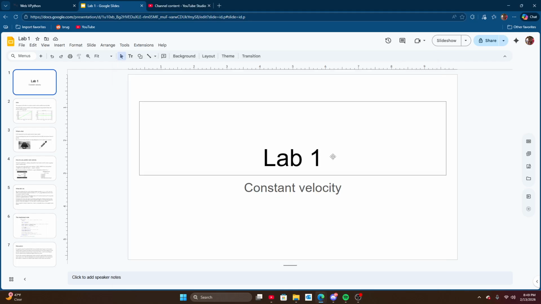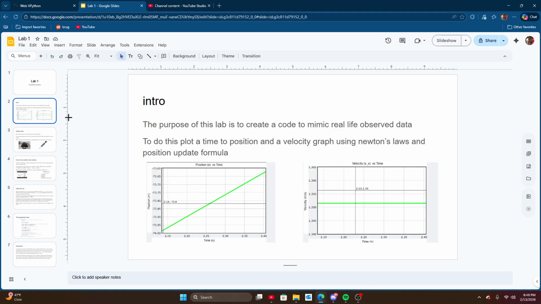Alright, lab 1, constant velocity. The purpose of this lab is to create a code to mimic real life observed data. To do this, plot a time to position and velocity graph using Newton's laws and position update formula.